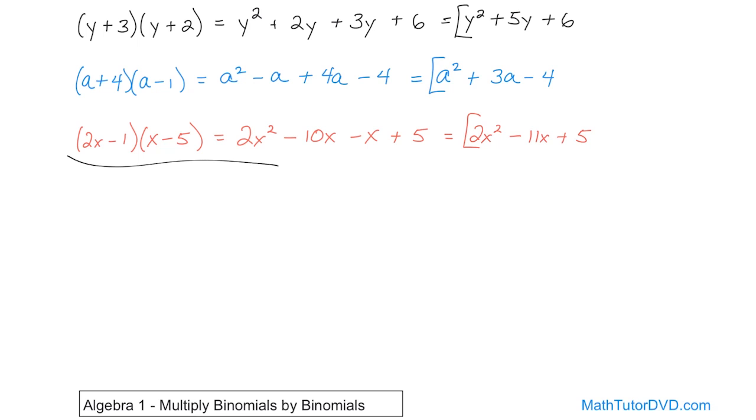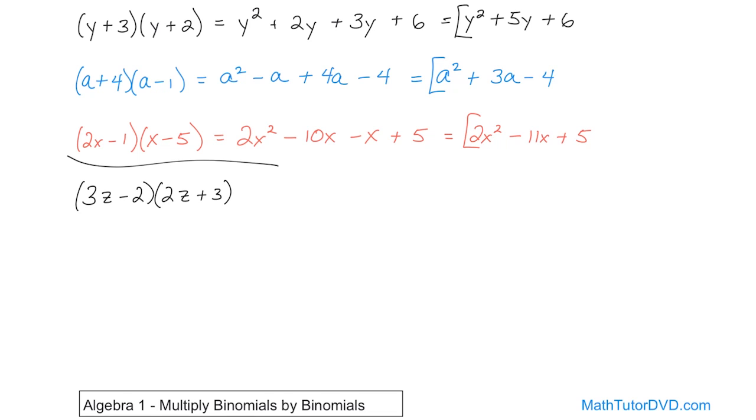All right, we just have a couple more. Once you understand the concept here, and that it becomes an extension of what we've done in the past as far as distributing these things in, then it becomes very simple because it's basically just a small extension of what you've already done. So let's work with 3z minus 2 times 2z plus 3.